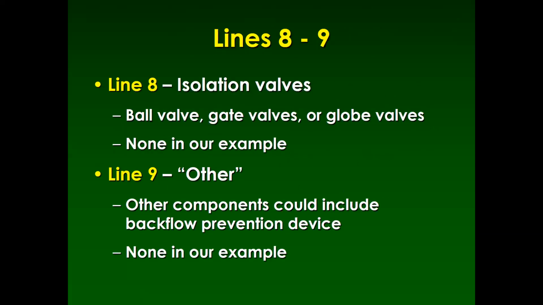Lines 8 through 9 are our isolation valve lines, whether it's a ball type, a gate valve, or a globe valve, as we talked about with different types of valves. But since we don't have to worry about those, we'll just put none, but each one is going to have some sort of flow limiting characteristics. And then line 9, the other line, is any other components in the system. It could be a backflow prevention device or even just some fittings. But for this, it's really going to confuse you guys adding all that stuff in. So for right now, we'll just say none.